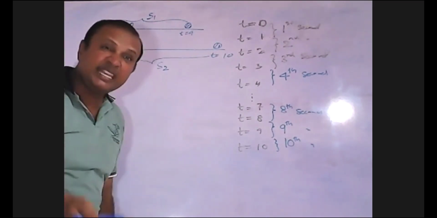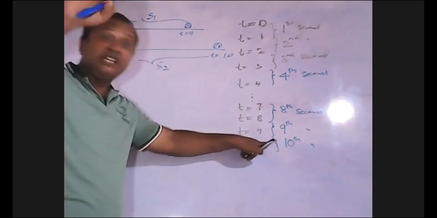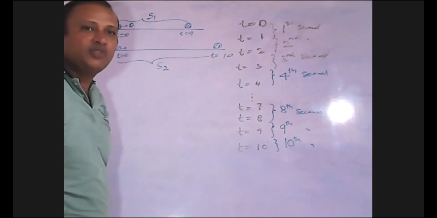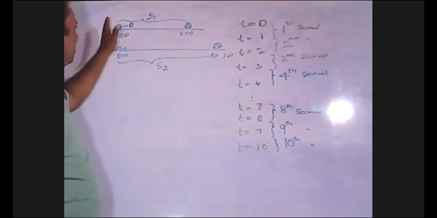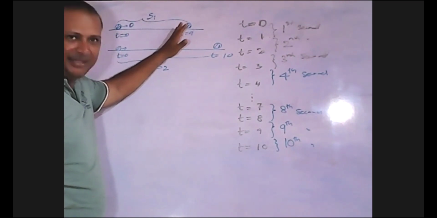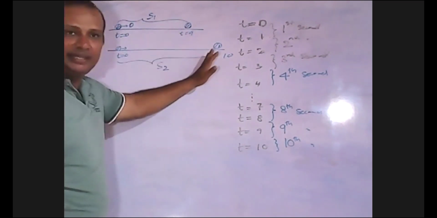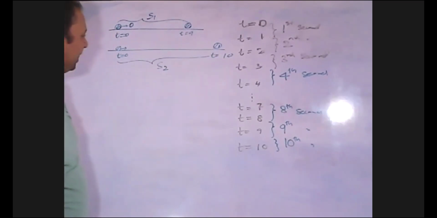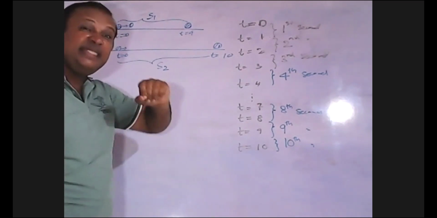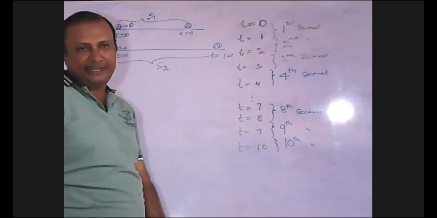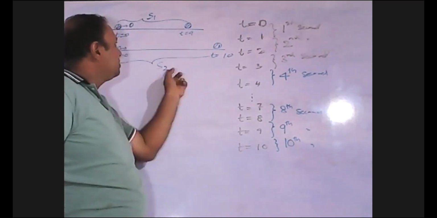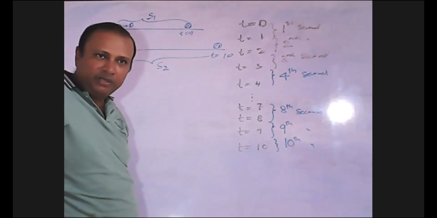So the distance traveled in the 10th second is equal to S2 minus S1. S2 is the distance traveled within 10 seconds, and S1 is the distance traveled within 9 seconds. Therefore, distance traveled in the 10th second is equal to S2 minus S1. Did you get my point?